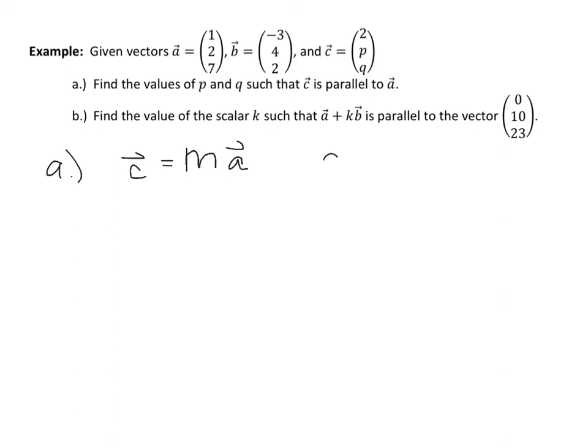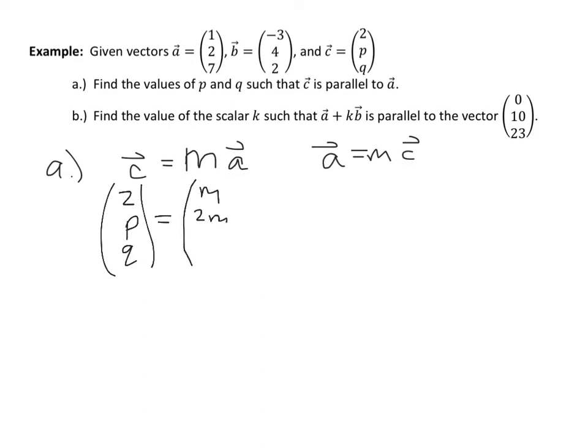By the way, I could totally also have written this as that a has to be some scalar multiple of c. It doesn't really matter very much. I chose to put the m, the scalar, with a just because that one already had all numbers in it. So now that I have this, I'm going to say, all right, my c vector, 2, p, q, has to be equal to m times my a vector. So that would be m, 2m, and 7m.